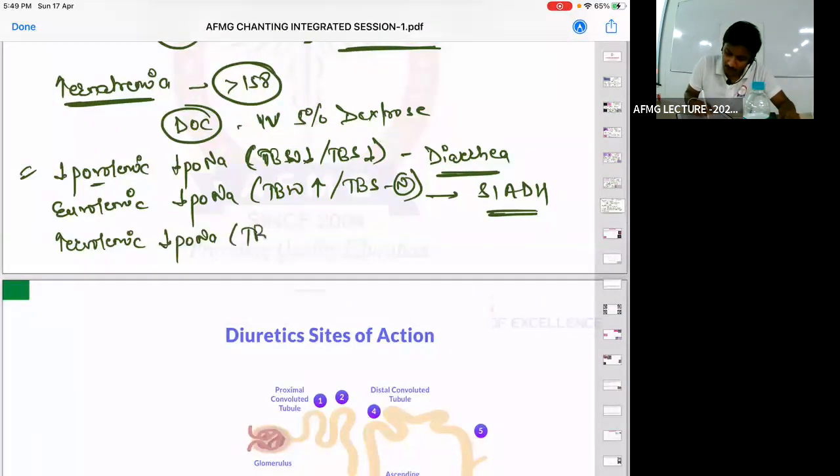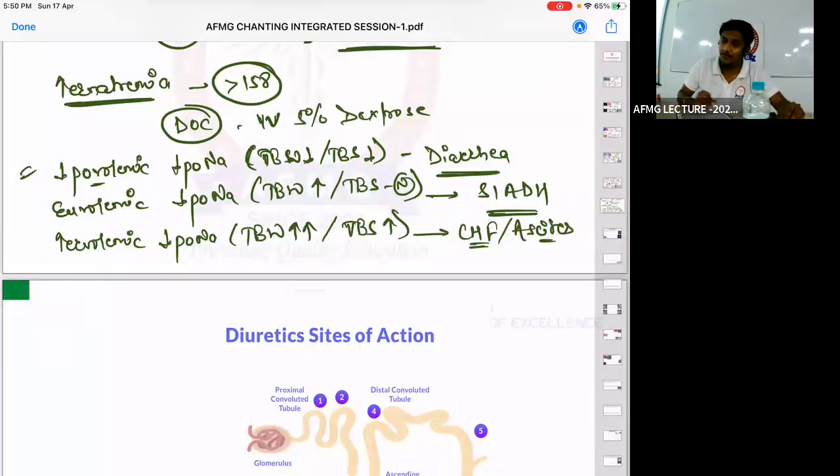Here the total body water would be increased. Total body salt is also increased, but the amount by which both of them increase is very different. The proportion is not maintained. So total body water is increasing a lot, but total body salt is increasing only a little. Therefore again there would be dilution. So this is called hypervolemic hyponatremia. It is seen in cases of congestive heart failure, cirrhosis or ascites in a patient, and chronic kidney disease.